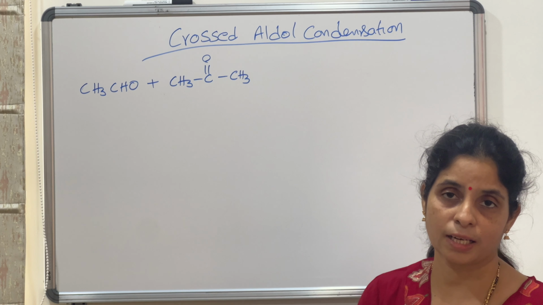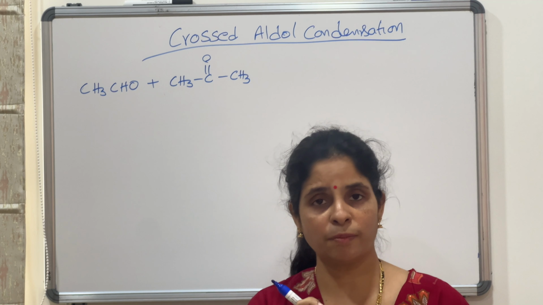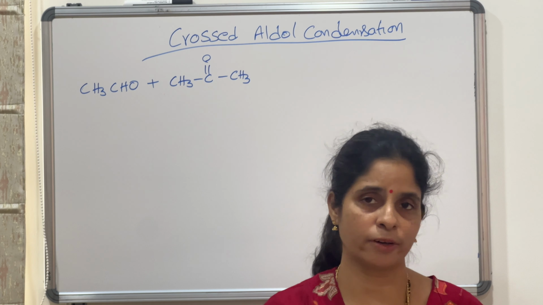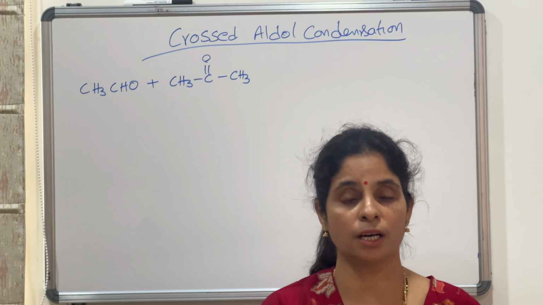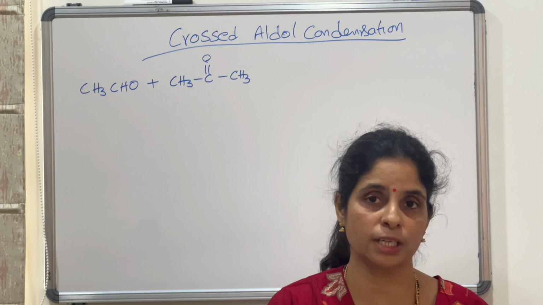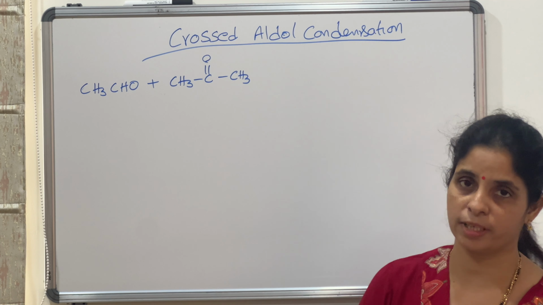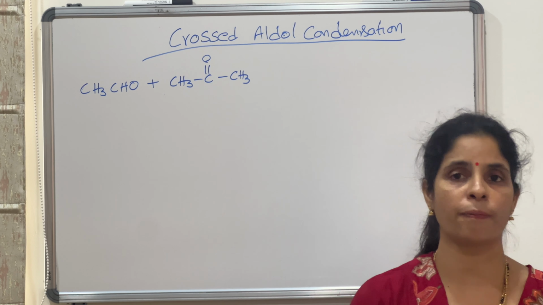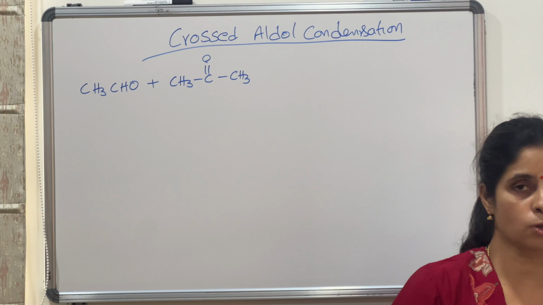So here I have taken a simple example. If you take the same type of aldehyde, two aldehydes, you will get a beta hydroxy aldehyde, one product. But if you take two different aldehydes, or two different ketones, or one aldehyde and a ketone, as I have taken here, what are the products obtained? A mixture of products will be obtained, and today I'll tell you how to write those products.